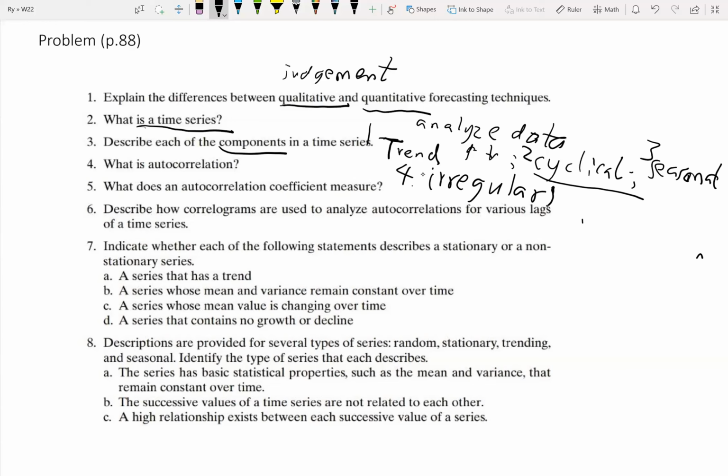Question 4, what is autocorrelation? Can somebody try? The correlation of the time series with its lags. Excellent. The correlation of time series data with its lags. These lags could be 1 lag period, 2 lag period, etc. Fantastic. A correlation between a time series data and its lags.